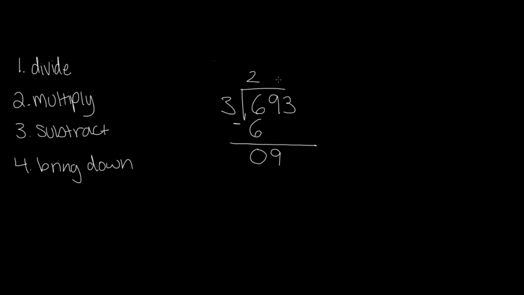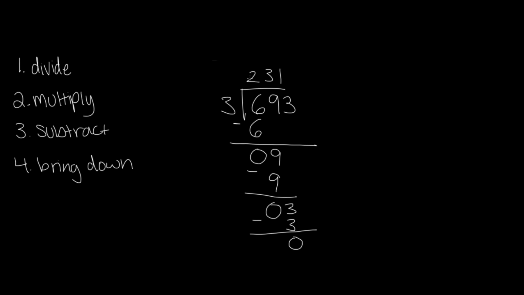So 9 divided by 3 gives us 3. 3 times 3 gives us 9. 9 minus 9 gives us 0. And bringing down that last number gives us 3. So we do it one last time. 3 divided by 3 gives us 1. 3 times 1 gives us 3. And 3 minus 3 gives us 0. And since we don't have anything left to bring down, our final answer would be 231.